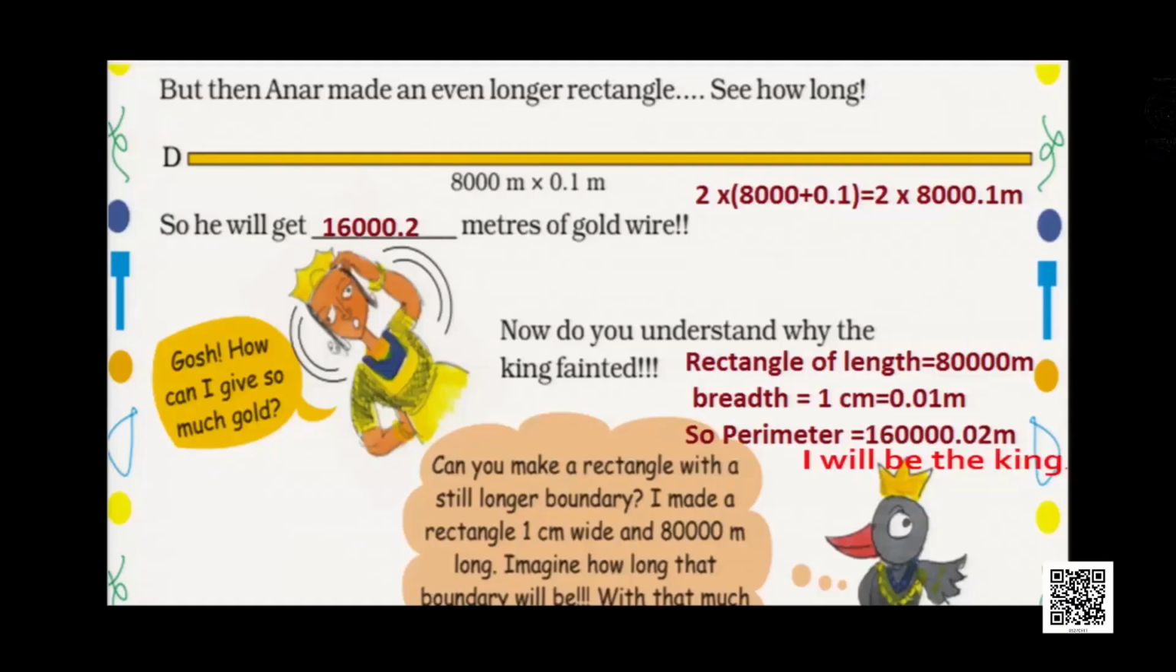Now children, you can try so that you will get another method to get more length of gold wire, so that you will become the king. How? Make the length 8000 meter and breadth 1 centimeter, that is equal to 0.01 meter. So here perimeter will be 160,000.02 meter.